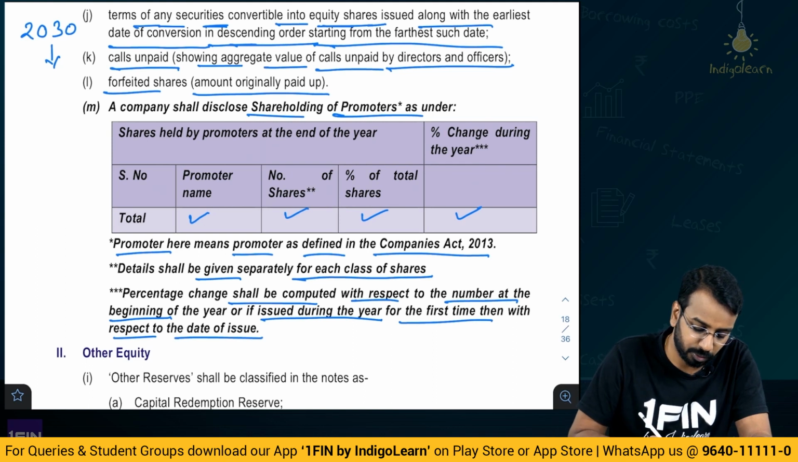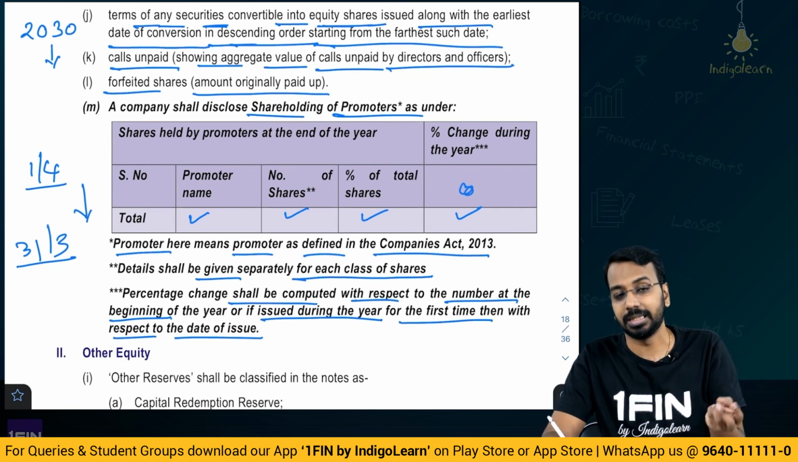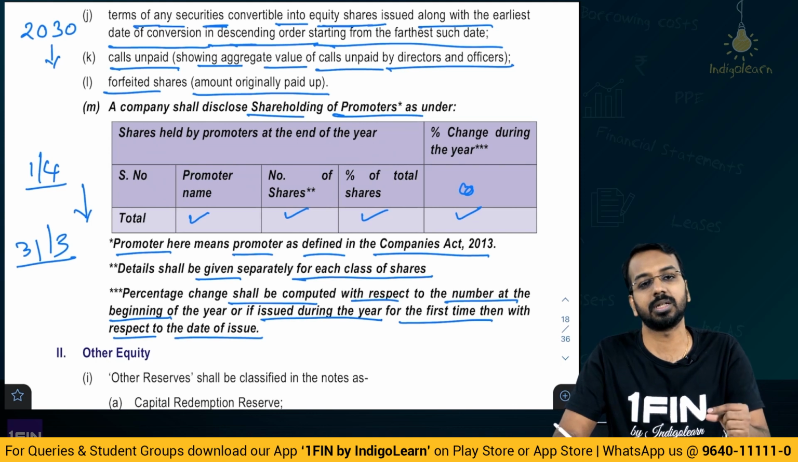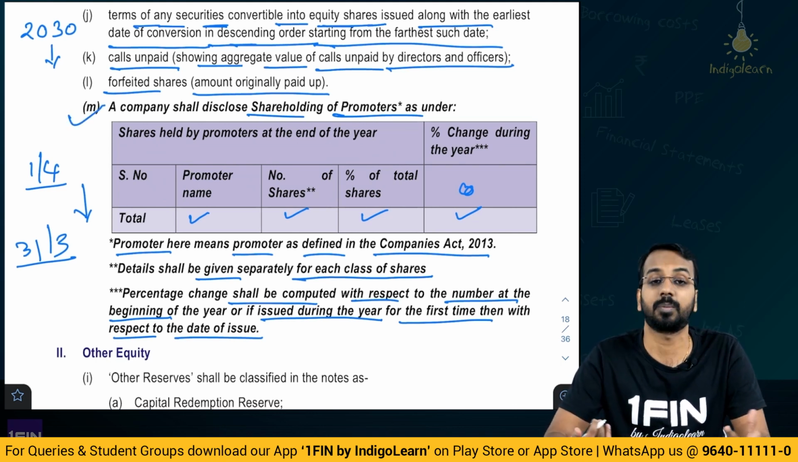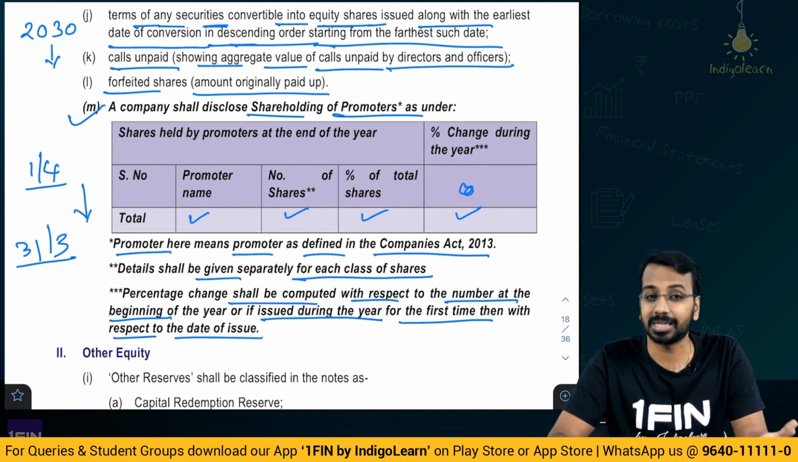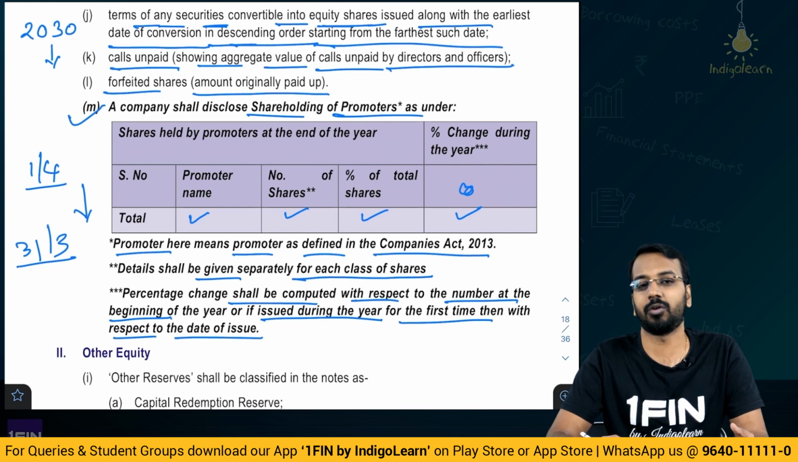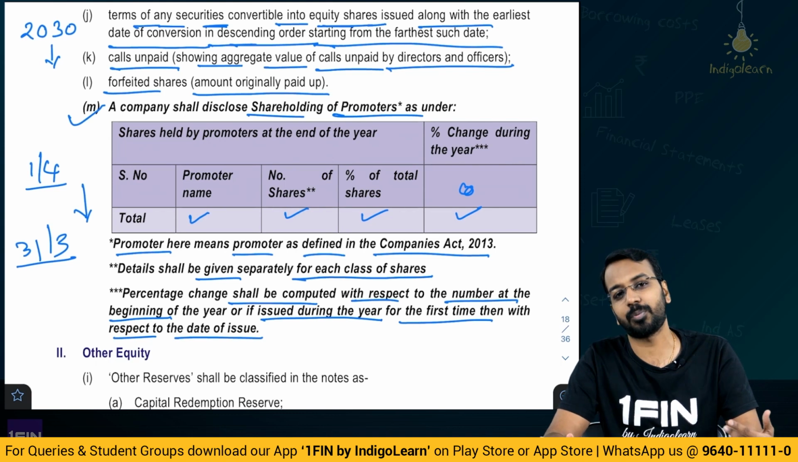So you will say, okay, what is the percentage on 1st of April, compare that with 31st of March, what is the change that you will disclose here. If we have issued the shares during the year, then from the date of issue till the end of the period, what is the change? Now this clause has been included, a lot of us do not pay attention. This is more to understand, are the promoters selling off their stake? And a lot of times what happens in many companies, promoters keep on selling stake and the retail shareholders like you and me, we keep on buying.